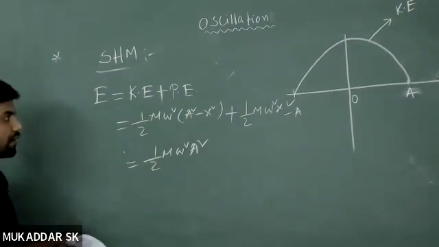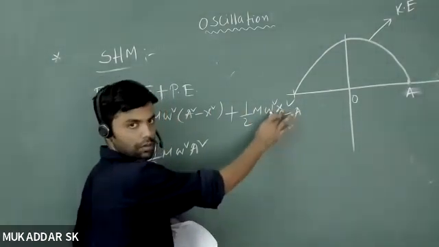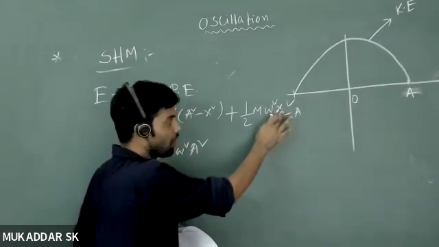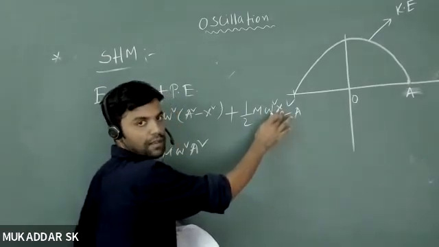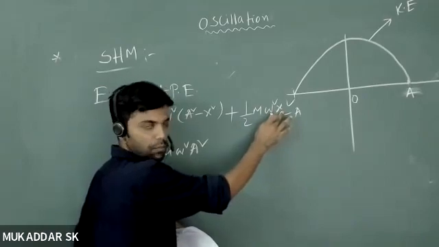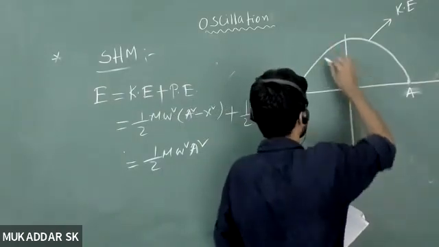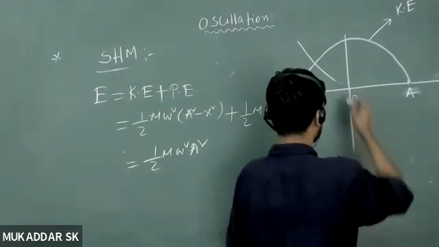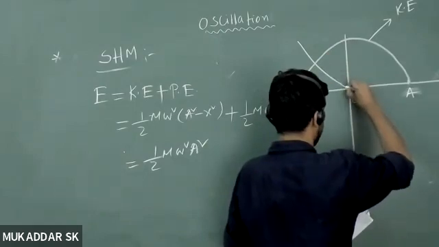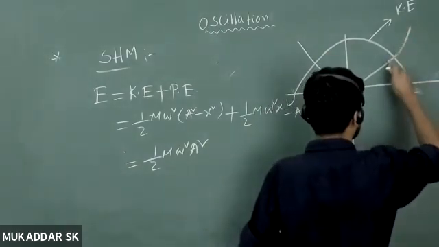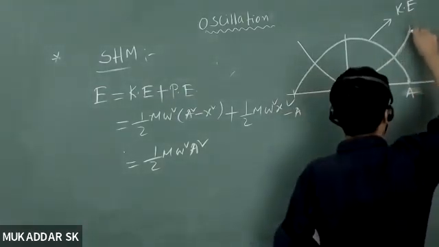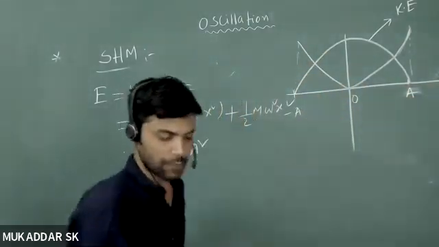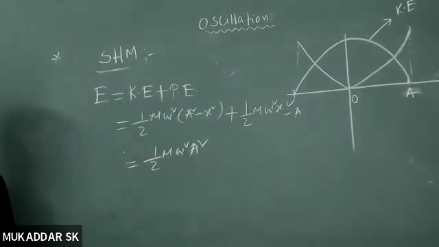And what about potential energy? So potential energy will be minimum at equilibrium position because this is half m omega square x square. So when x is 0, potential energy is 0. At extreme position, means x equals plus minus a, at this position you will have maximum potential energy. So the potential energy curve will be looking like this. Is this part clear to all?